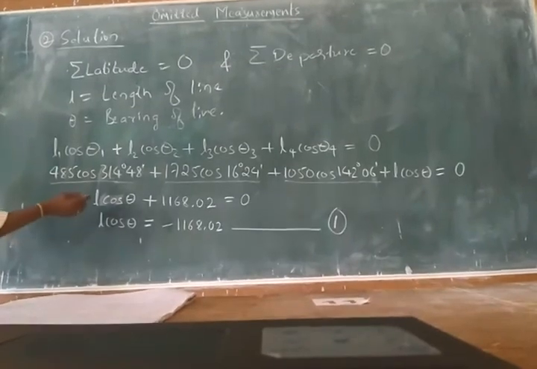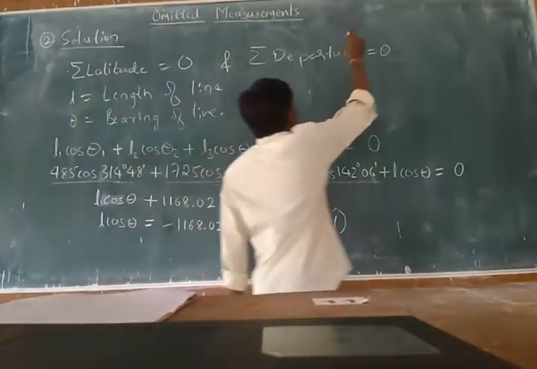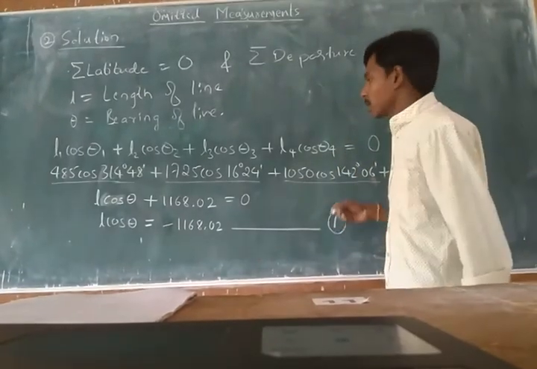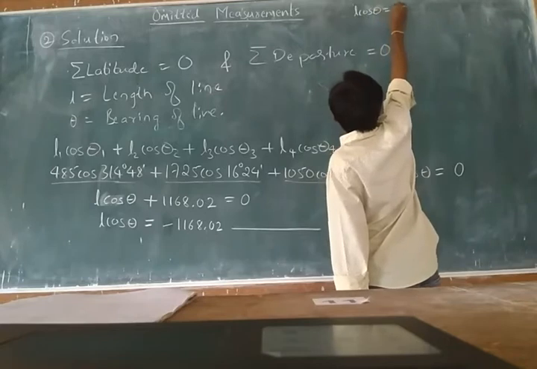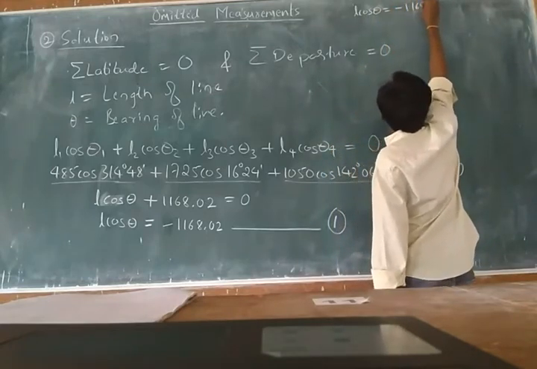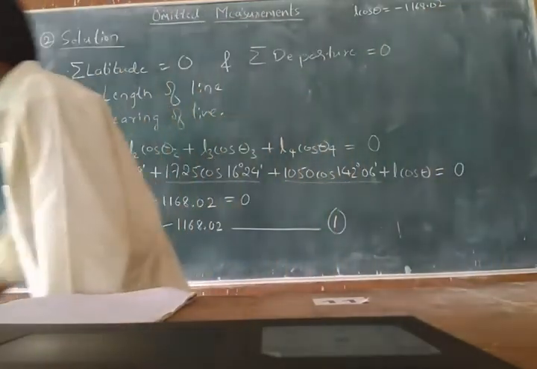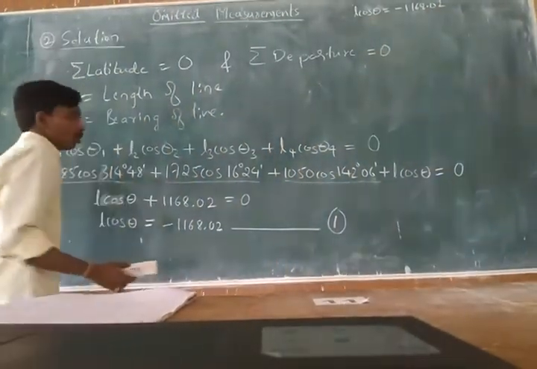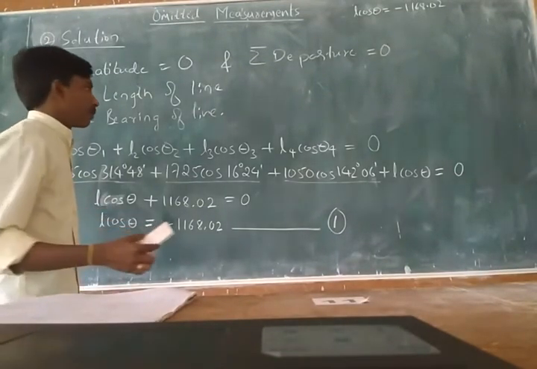Now I will write this above here for the future substitutions. So L cos theta is equal to minus 1168.02. Okay, and now we have to determine the departure.